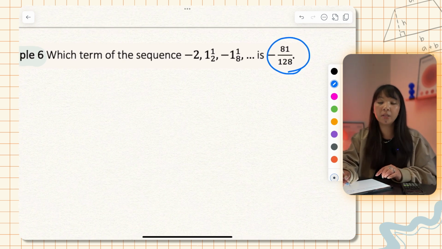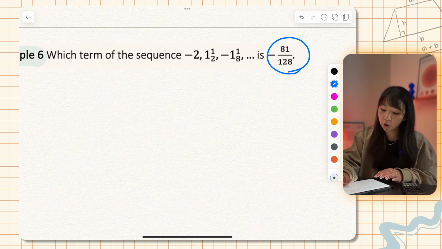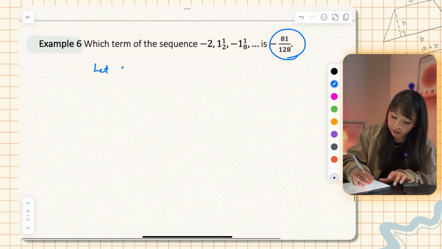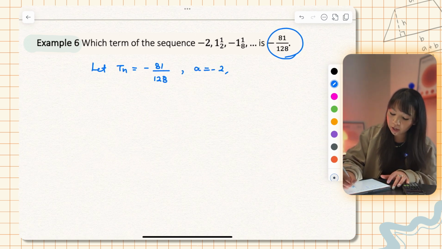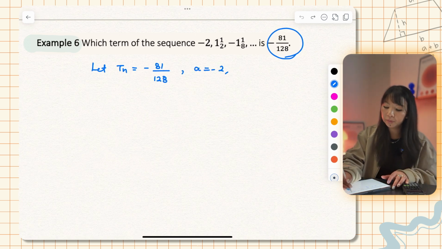Is it the 5th term? Is it the 18th term? What number does it correspond to? So we're going to let Tn equal negative 81 over 128. Okay, so I want you guys to pause the video and have a go.